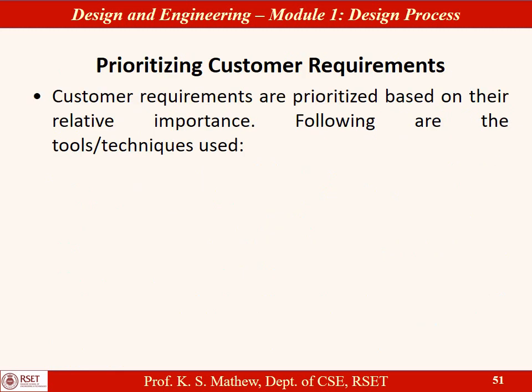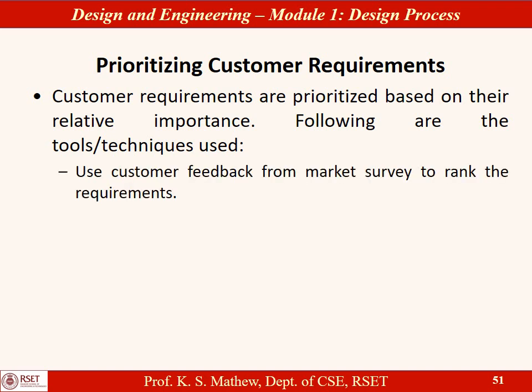So another example, you need to prioritize these requirements based on the relative importance. There are some tools used for this. One of the ways to prioritize the customer requirements is to use customer feedback from the market survey itself to rank the requirements. When you do the market survey, customers will be saying what they like and what they dislike in a particular form. If you look at the features the customers like and count the number of customers who like that particular feature, you would be able to decide the importance of the feature for the customer.